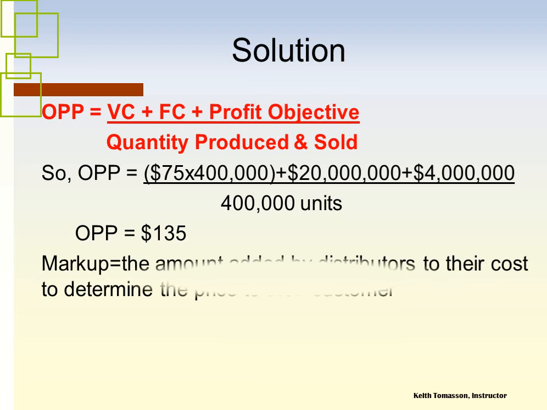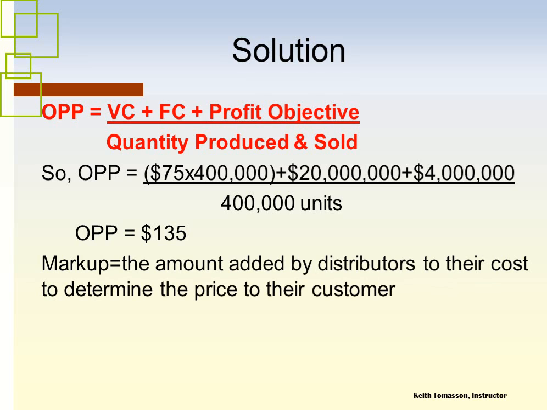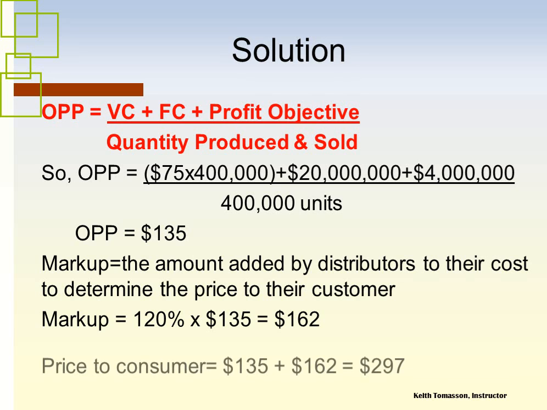So given that for the manufacturer our optimum price point is $135, we have to take a look at the markup. And again, the markup is the amount added by the distributors to the cost to determine the final price to the customer. In our example, we said that the markup was 120% of the cost. So this is the requirement for the distributor. He is going to mark up the price of the smartphone by 120% of their cost, which is $135. That was our optimum price point, or $162.